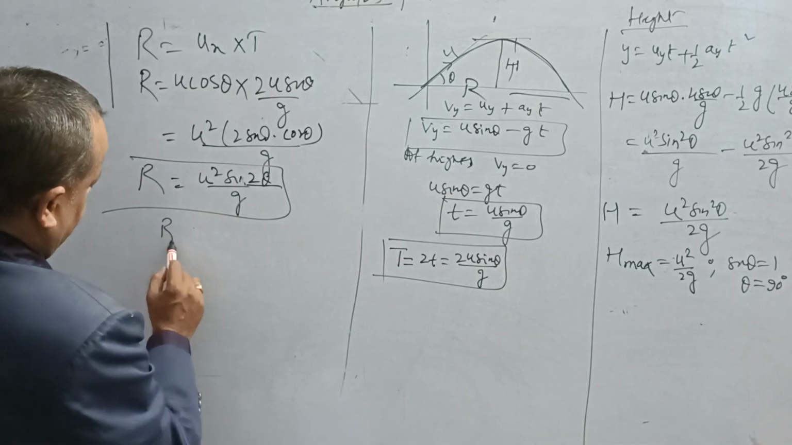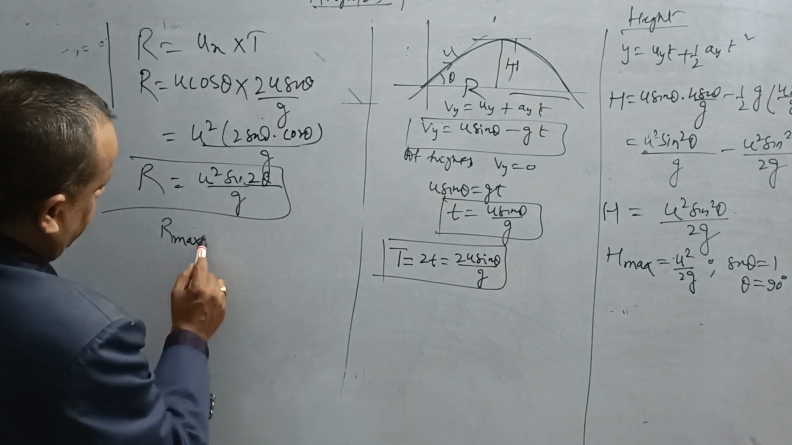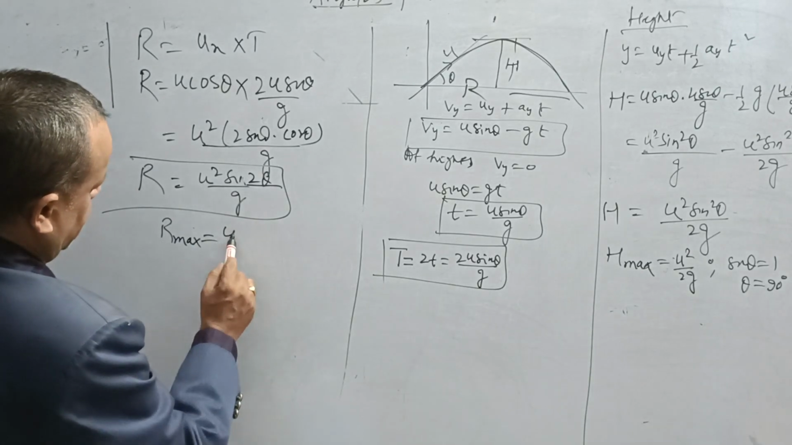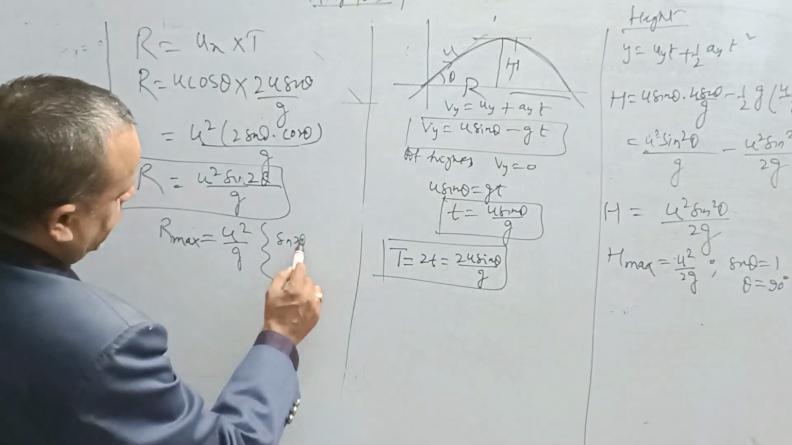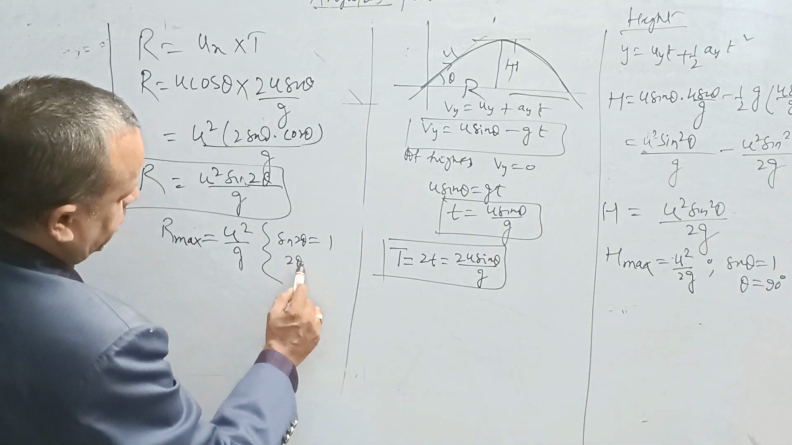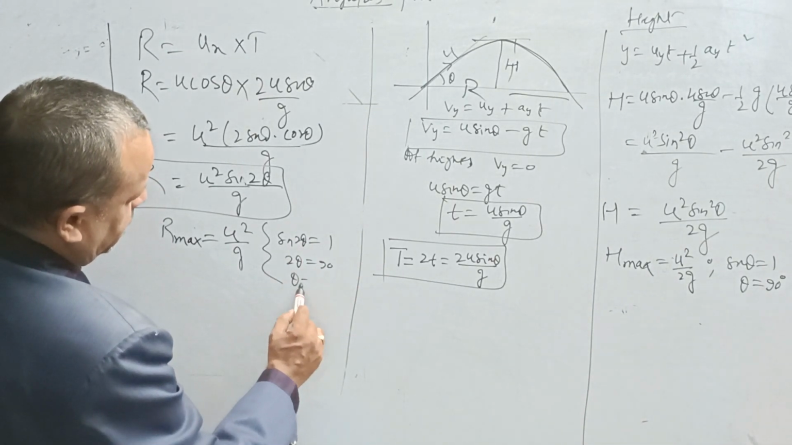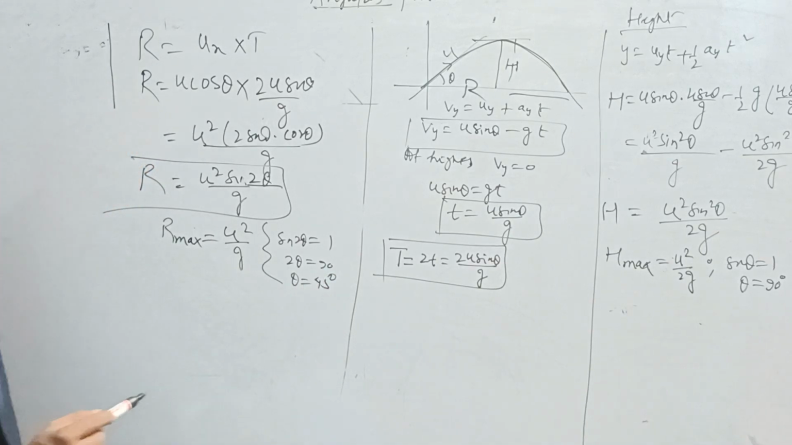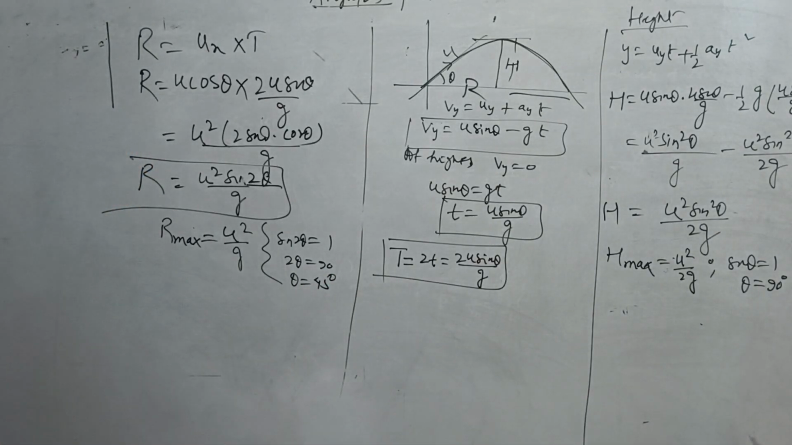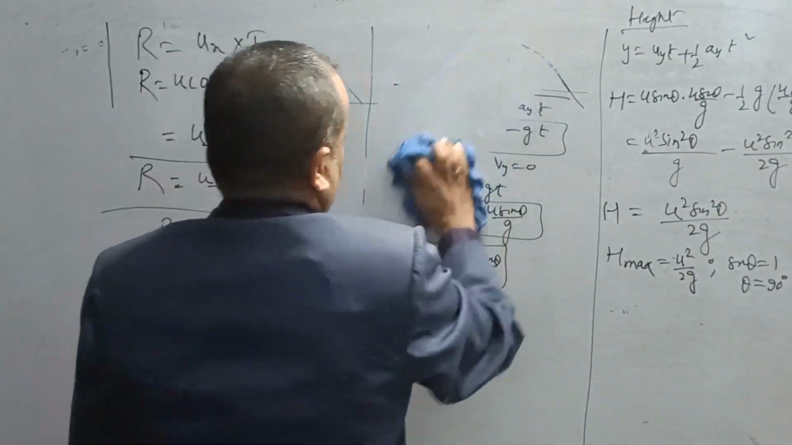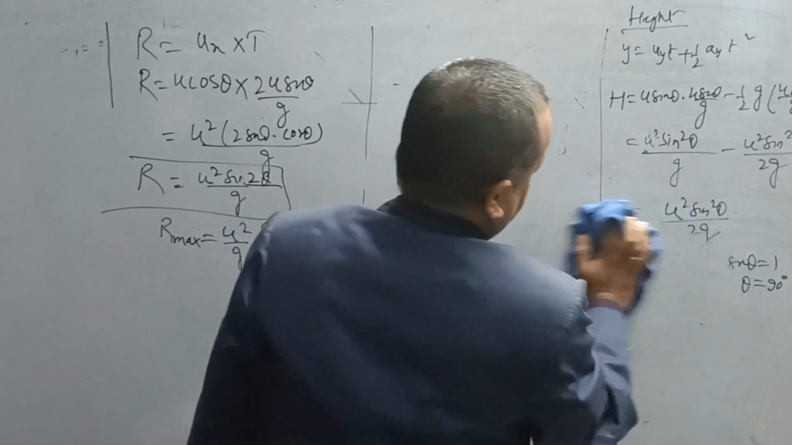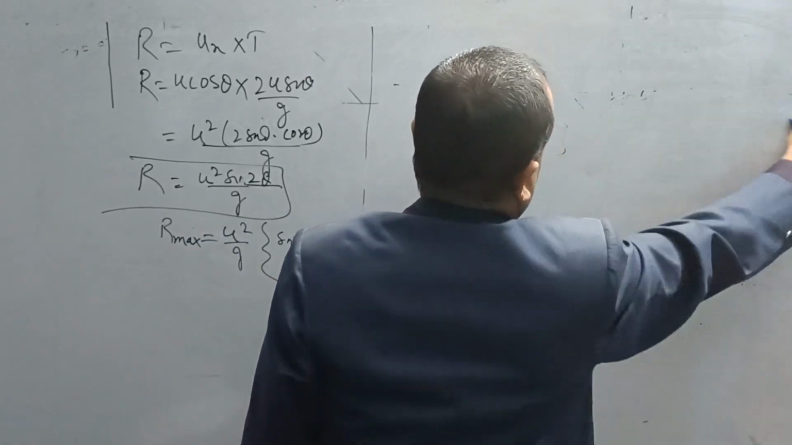Suppose we go for the maximum range, it can only occur at what angle? This is sin 2 theta, when it will become maximum, 2 theta will be equivalent to 90 degrees, theta at 45 degrees. In this case, we will have the maximum range of angular projection when the angle it makes with the ground is 45 degrees.